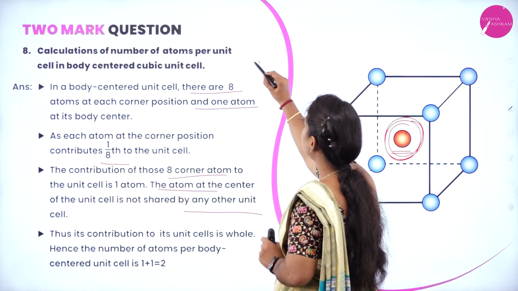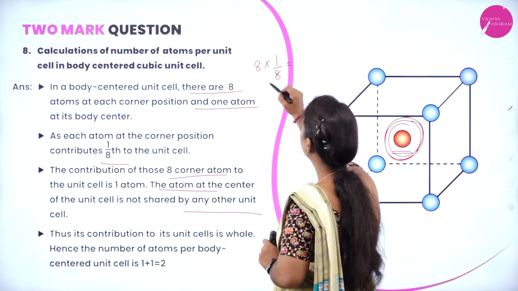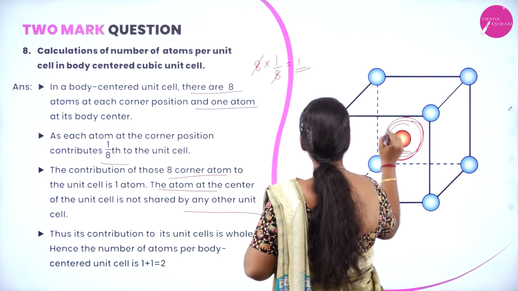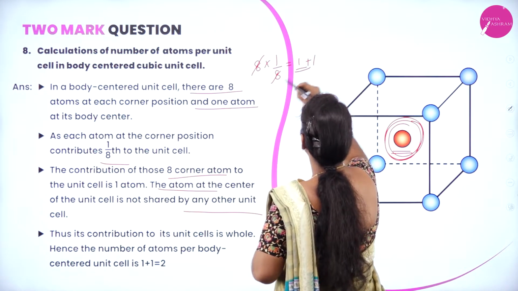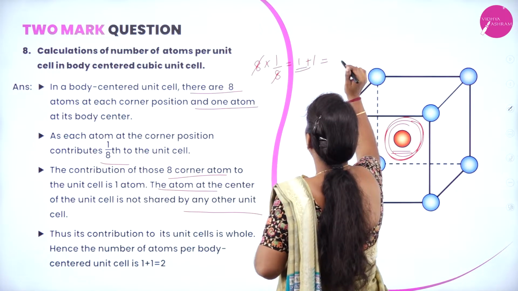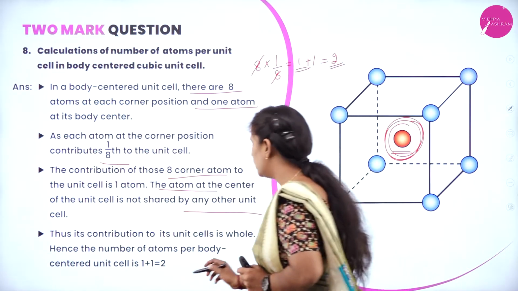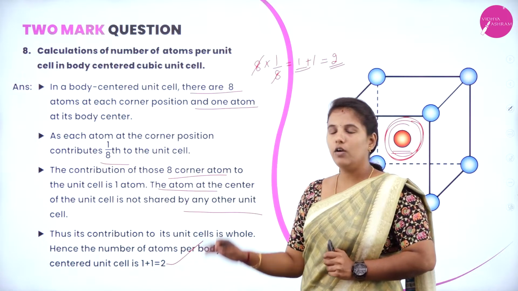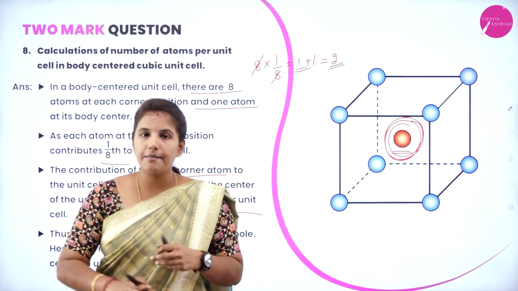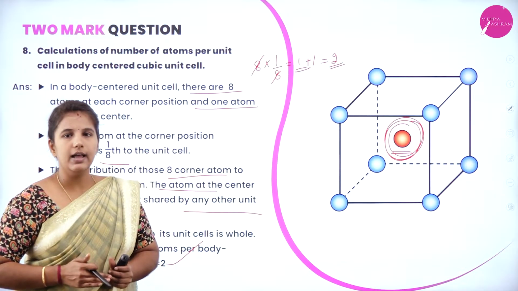So there are 8 corners. Each corner shares 1/8, so 8 and 8 will get cancelled. So there is only 1 atom. Since we have one more atom at the center, it is not shared with any other particles or atoms. So the number of particles per unit cell in BCC is 2. Okay. This is how you need to write the 3 steps to show how the number of particles will be distributed in a simple cube, BCC as well as in an FCC.